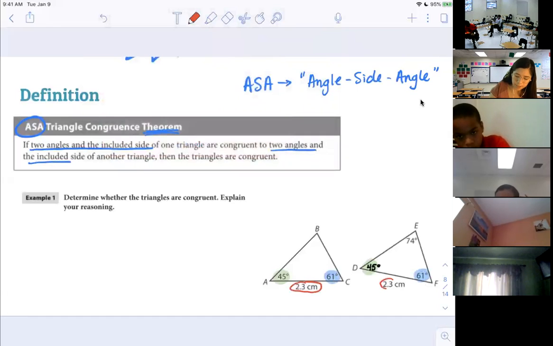So what it means by included is that it has to be in between those two angles. So notice how I have the green angle and then 2.3 and then the blue angle. On the other one, I also have the green angle, the 2.3, and the blue angle. If you have that pattern where you have two angles that are matching and the side in between them is matching, you can say that the two triangles are congruent.